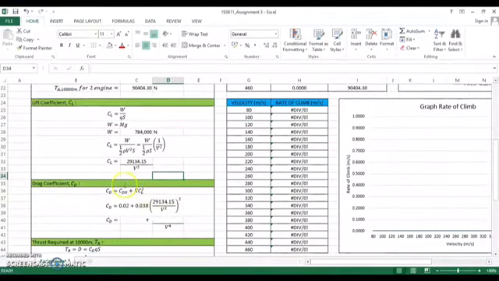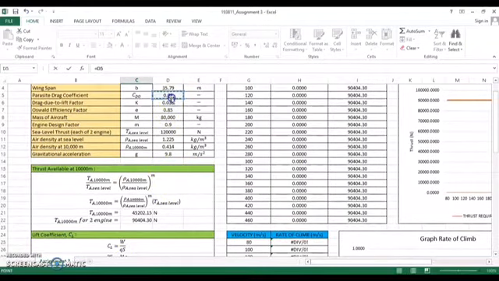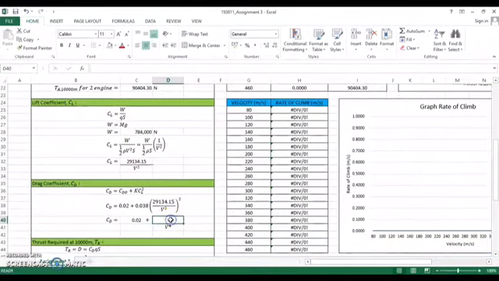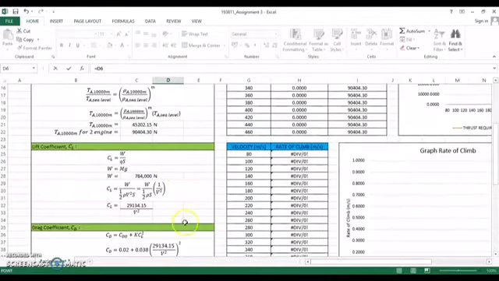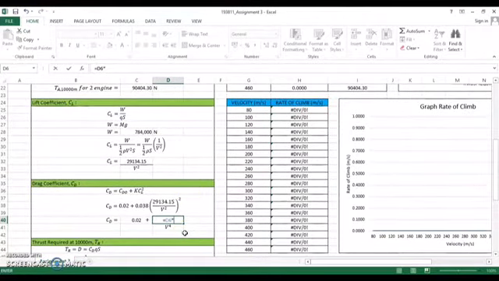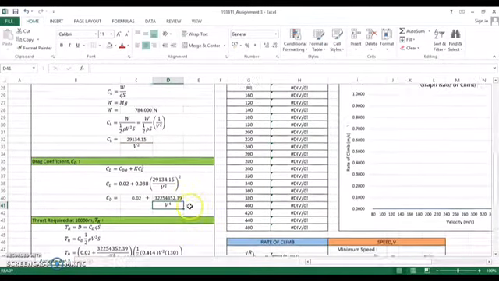Drag coefficient. From this equation, we know that the CD0 is 0.02. And this one, we need to multiply the K with CL to the power of 2. And you will get the answer.